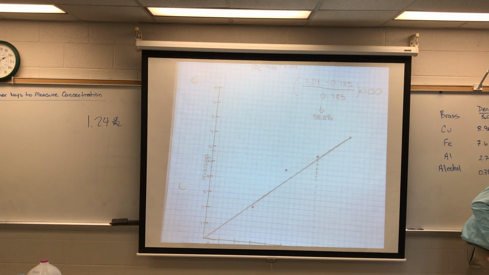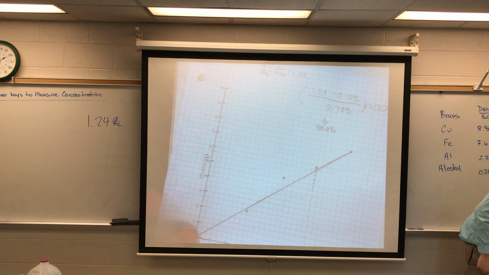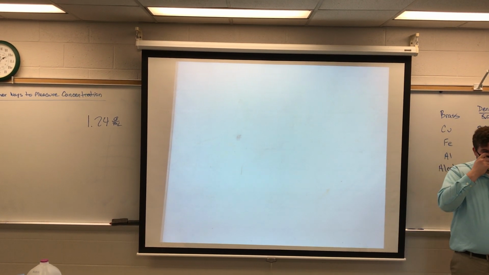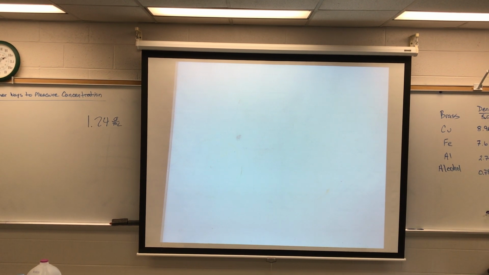The one thing that you did well here is that your line started at 0, 0. And that's really important because, if you have 0 mass, you're probably not going to have any volume. 0 volume, 0 mass. So you can always count on 0, 0.